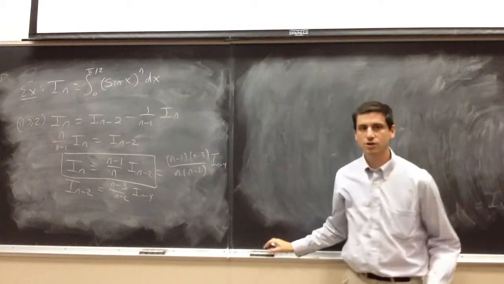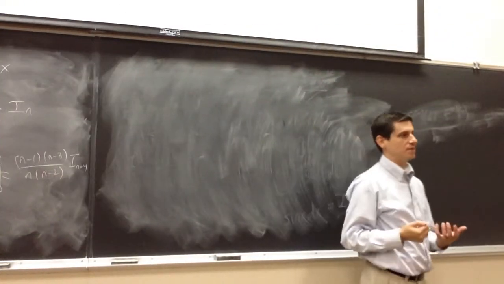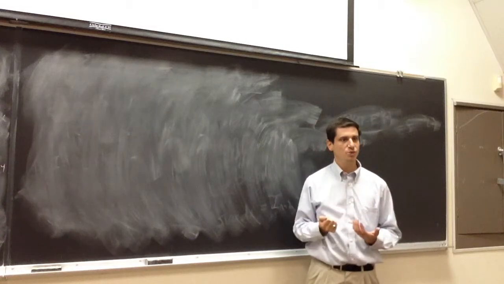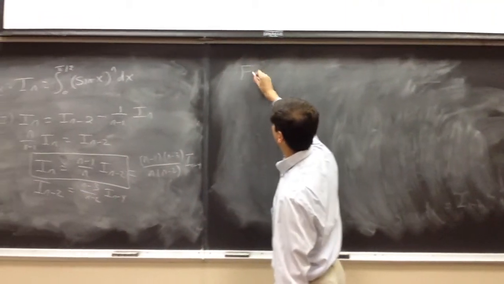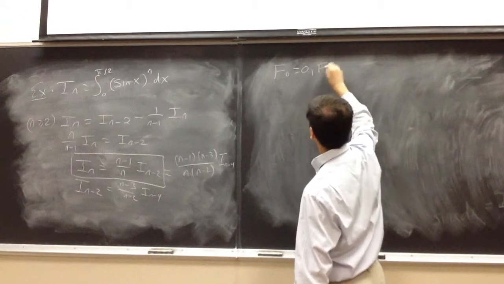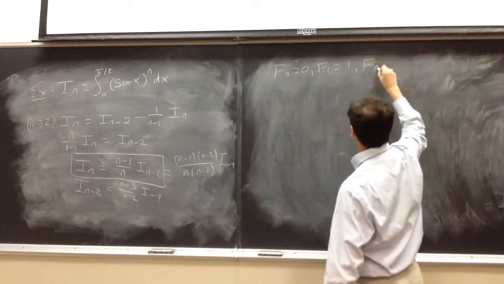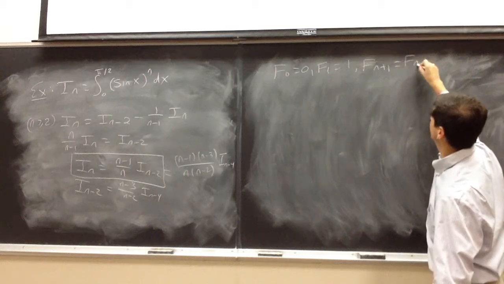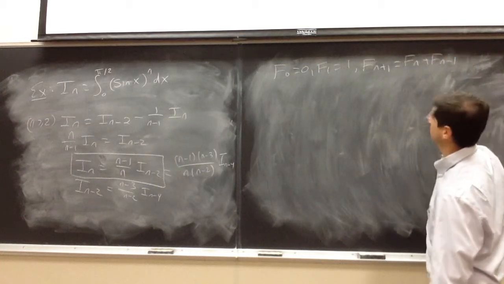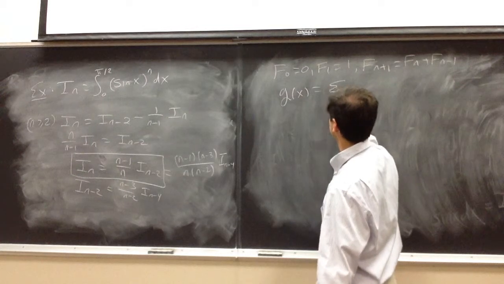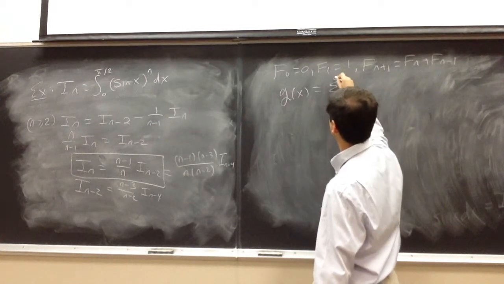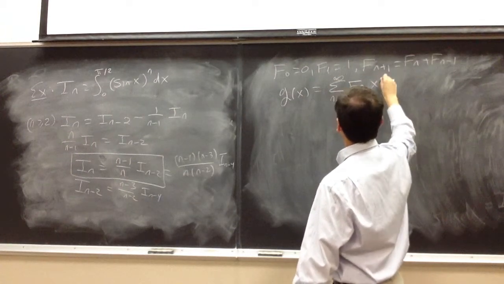To me, this is one of the most magical things you can see in mathematics. You start with the Fibonacci numbers, and you start with them in the following form. We know f of 0 is 0. We know f of 1 is 1. We know f of n plus 1 is f of n plus f of n minus 1. And I'm going to write down this new function, g of x is the sum from 0 to infinity of f_n x to the n.